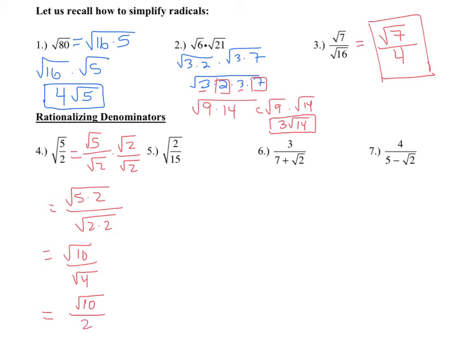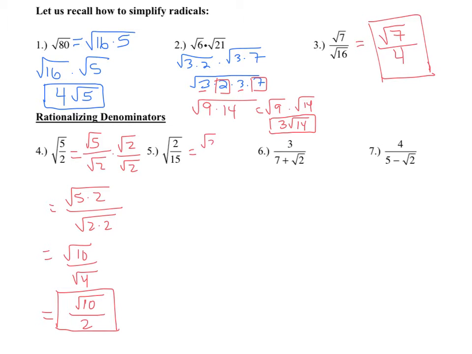4 square roots evenly, though, so that I have the square root of 10 divided by 2, and that is now an acceptable answer. The denominator is a nice whole value. It's been rationalized. We'll do the same thing on number 5.